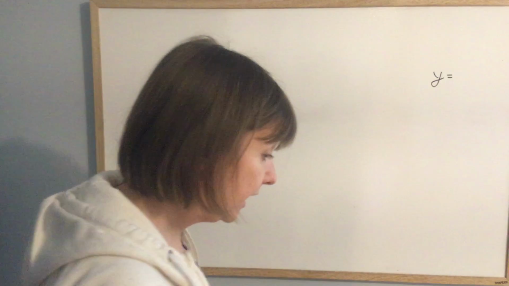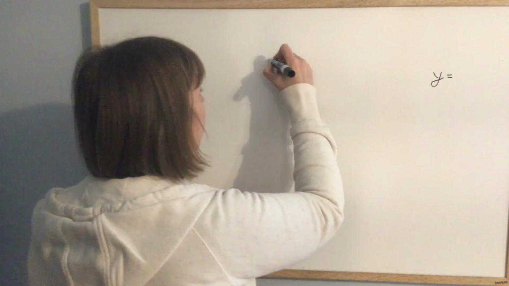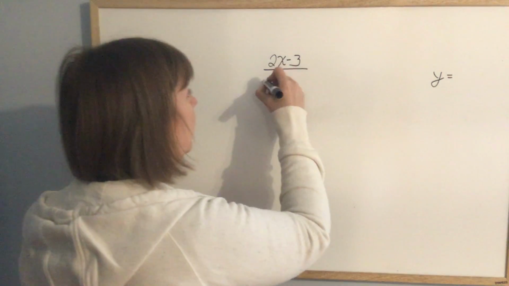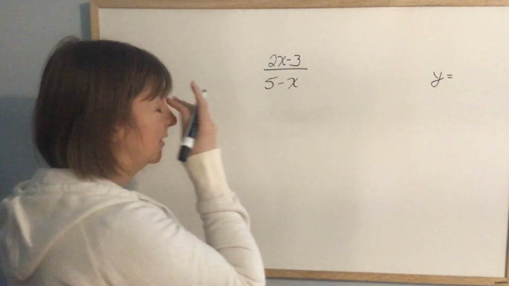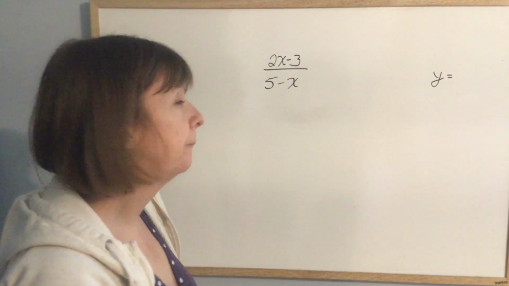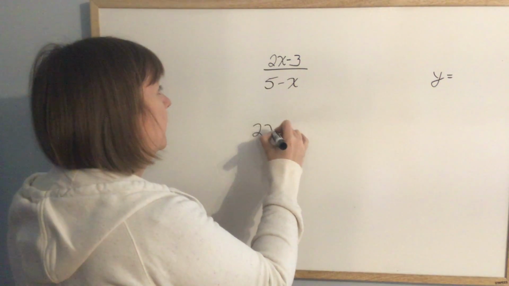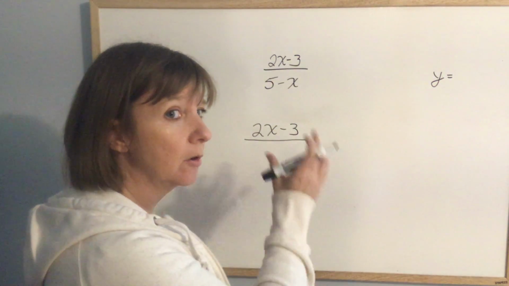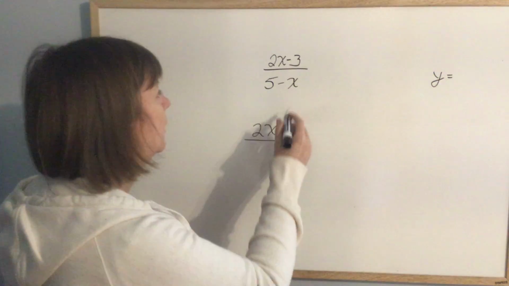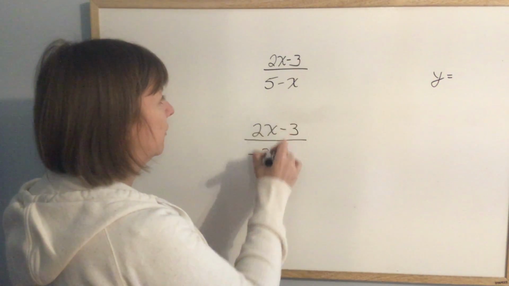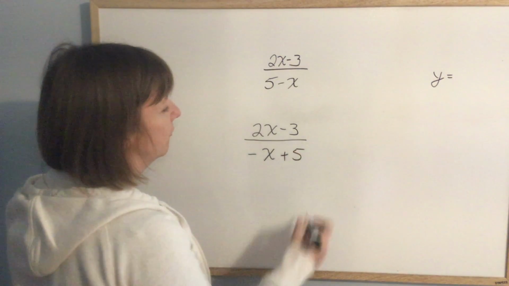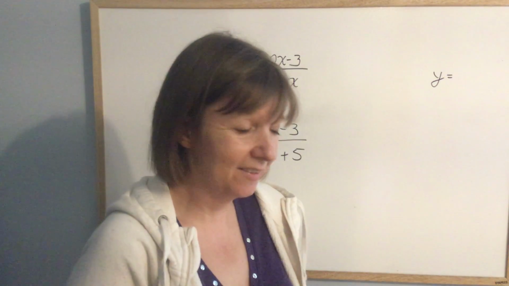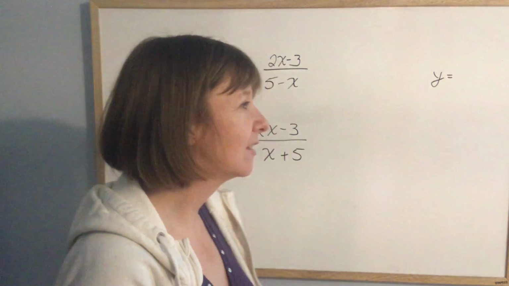So for 5a, it has (2x minus 3) over (5 minus x). Now, I'm not really happy with the way that's written, because I like it when my x's line up with each other and my constants line up with each other. So I'm actually going to take that negative x and put it here and the plus 5 and put it here. No reason other than aesthetically, I like it better that way. I don't know, I'm crazy.